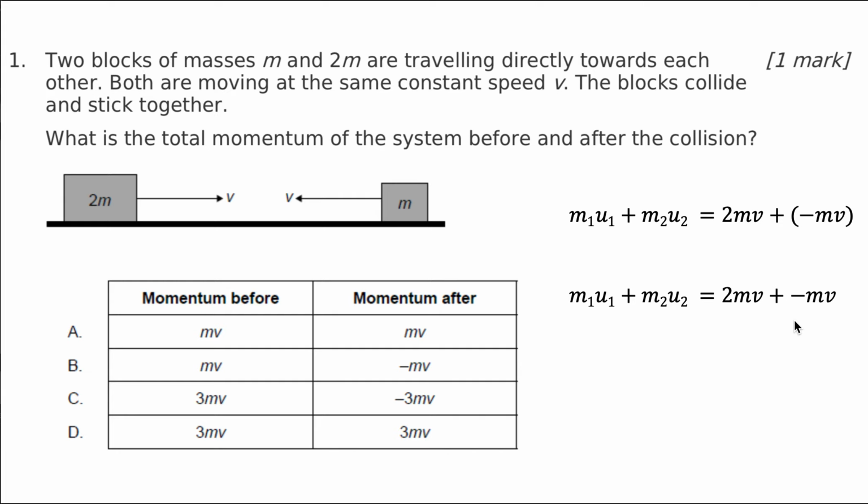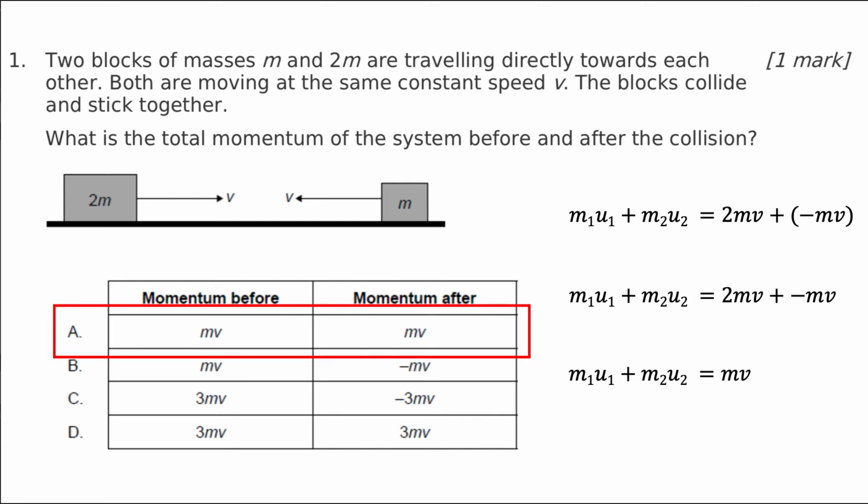We're then left with 2mv plus minus mv, which leaves me with mv, and so therefore my answer here is A, because the total momentum before should be the total momentum after. We're assuming, obviously, there are no external forces acting here as well.